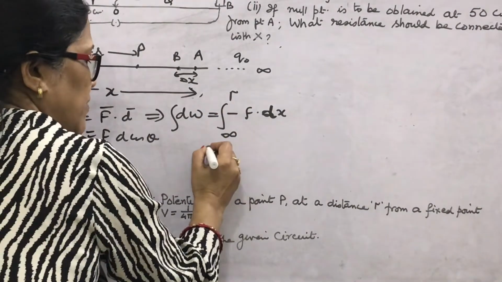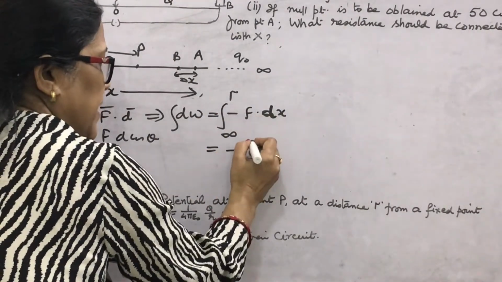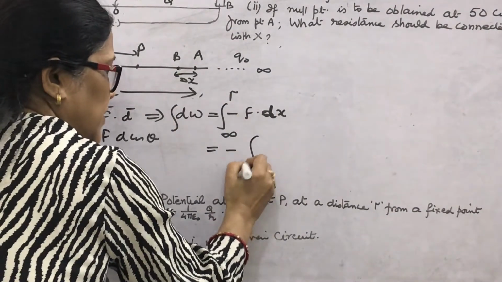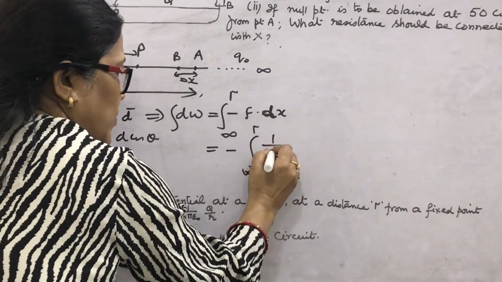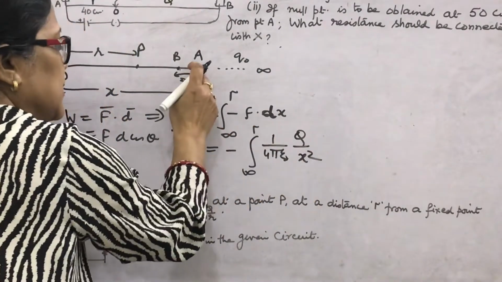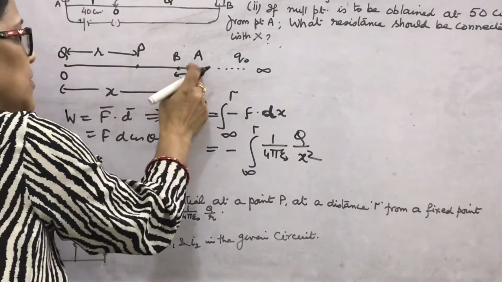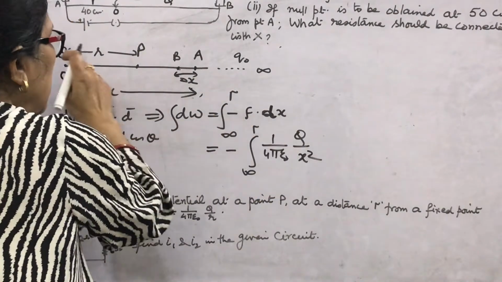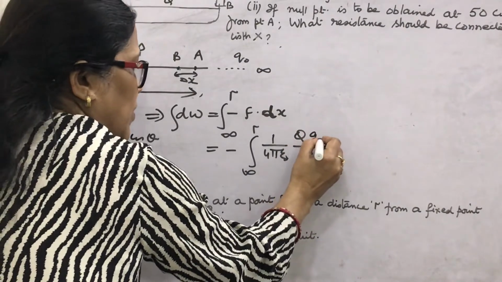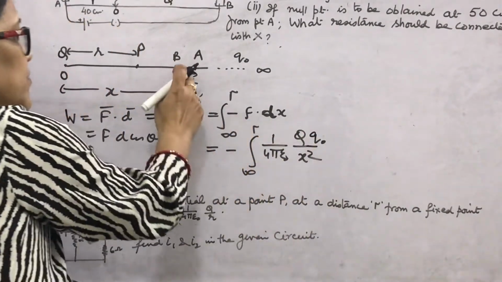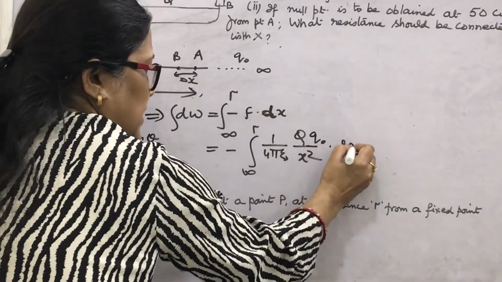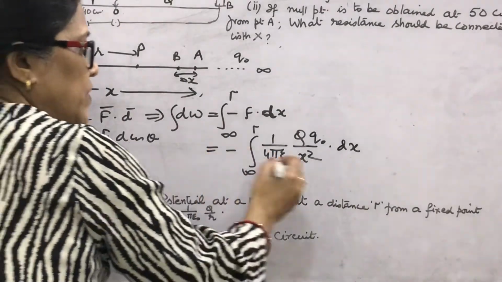Now put the value here, bring the minus sign out of the bracket. What is the force at this point A? You can write here, from infinity to r, 1 by 4 pi epsilon naught q upon x square. At this point A, the force due to q, the electric field. Here this is charge q, and this is q naught, the electrical force if you place the test charge q naught at point A, times dx.